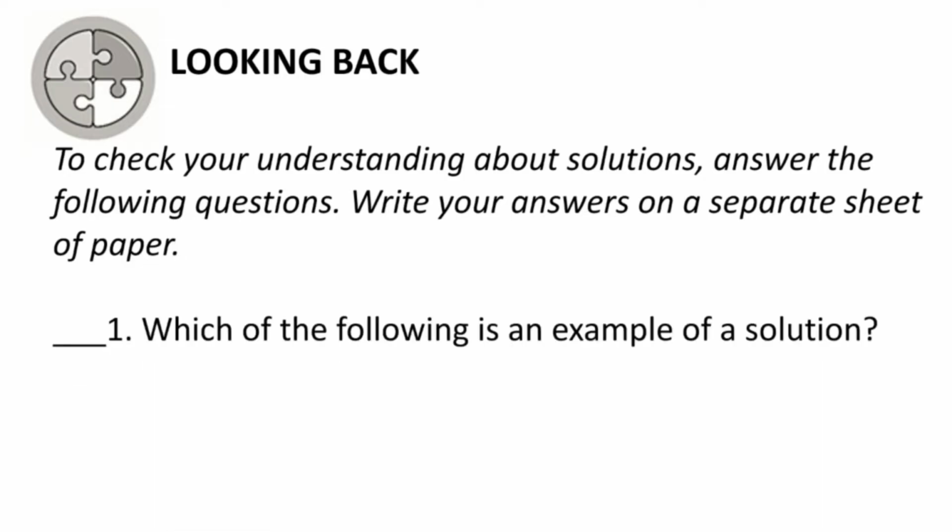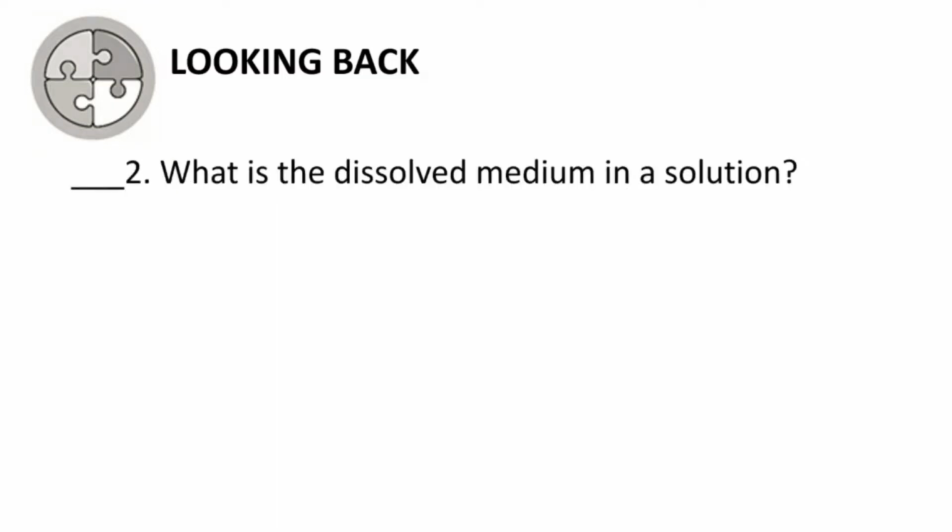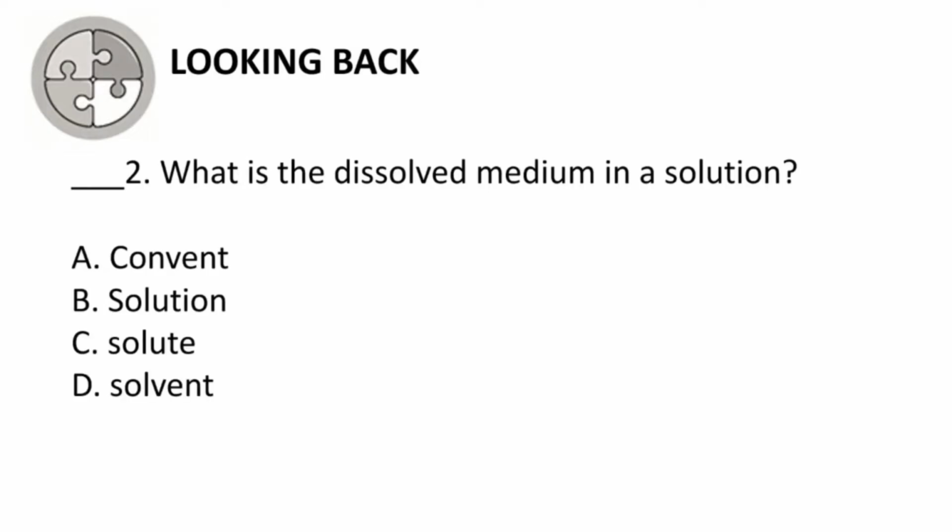Okay, let's start. Which of the following is an example of a solution? A. Sugar and vinegar. B. Salt and pepper. C. Oil and water. And D. Sand and rock. Write your answer. Number 2. What is the dissolved medium in a solution? A. Solvent. B. Solution. C. Solute. And D. Solvent. Choose your answer.